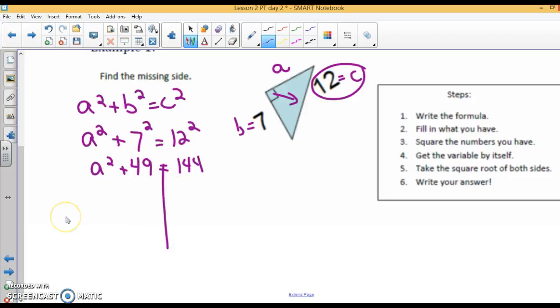Now, this is where the two types of problems differ. Yesterday, we were given two legs, so solving at this point was easy. Here, we're given a leg and the hypotenuse. So, to solve this, I need to subtract 49 from both sides, because I want to get a squared alone. So, I will have a squared equals 95. Now, we're right back where we were yesterday. Take the square root of both sides. I know that this is going to be a little bit less than 10, approximately, because the square root of 100 is 10. If I use my calculator, I can round to 9.7.